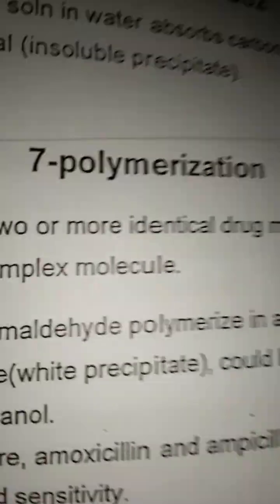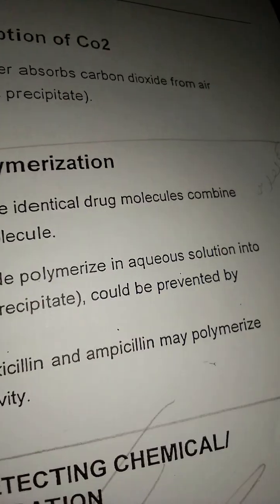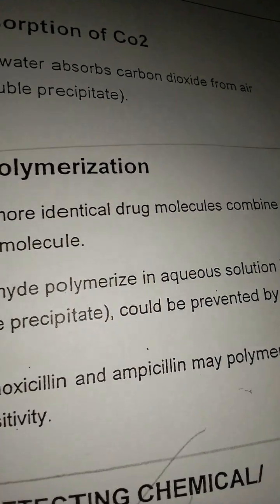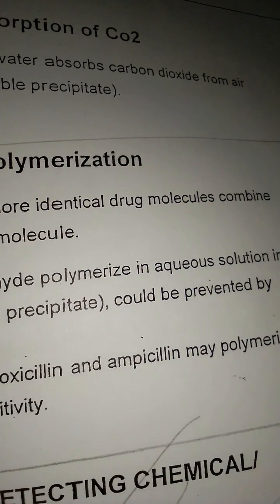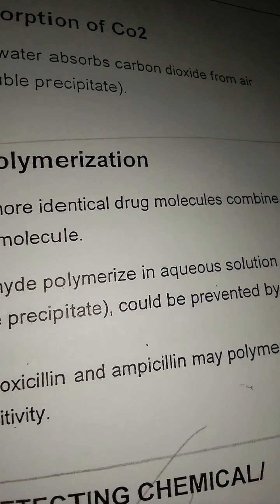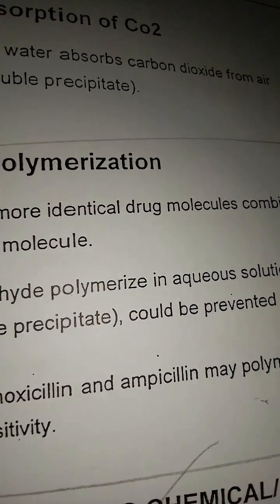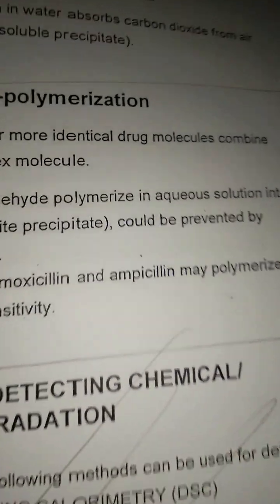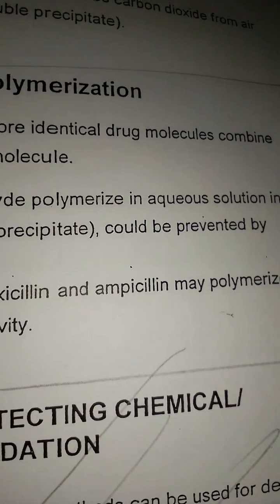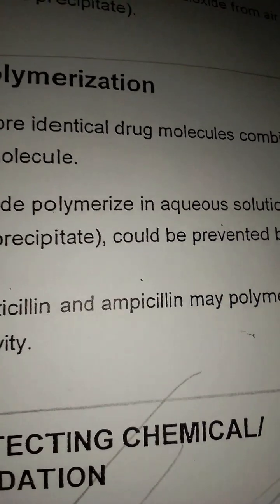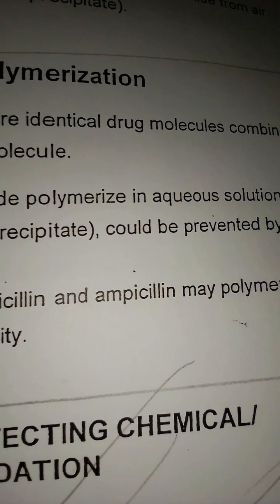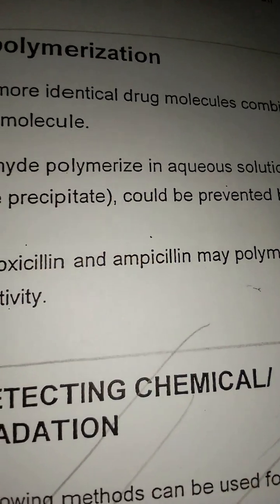Absorption of CO2. Hexobarbital sodium solution in water absorbs carbon dioxide from air and forms hexobarbital insoluble precipitate. Polymerization: the process where two or more identical drug molecules combine together to form a complex molecule.